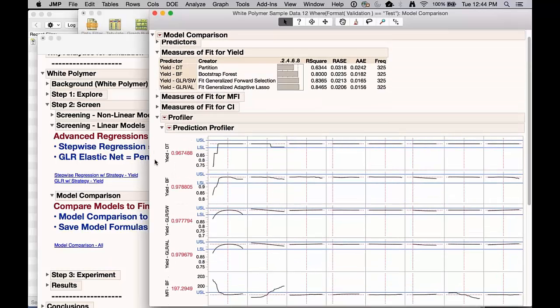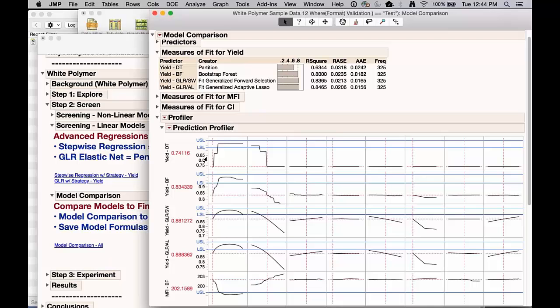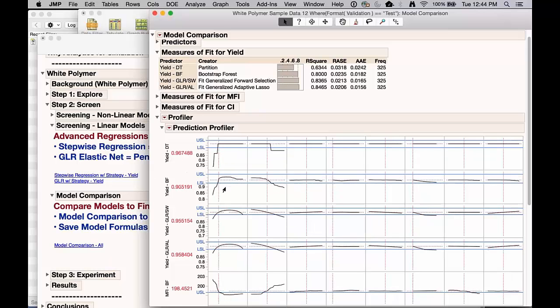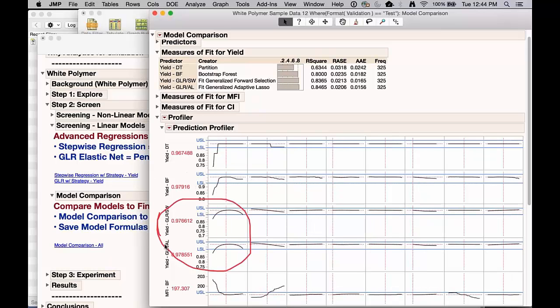If you look up here, you see this really steppy looking one on this first column. That one is the decision tree. Here's the bootstrap forest. It kind of curved it out. And then here are my two regressions.